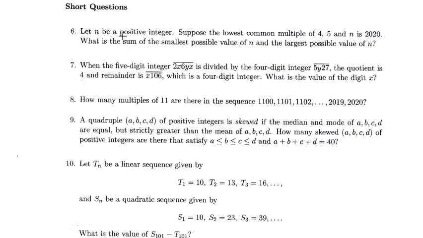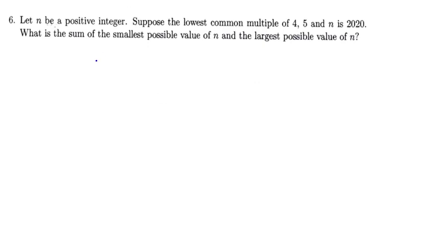Problem number 6. Let n be a positive integer. Suppose the lowest common multiple of 4, 5, and n is 2020. What's the sum of the smallest possible value of n and the largest possible value of n? So here we know 4 is 2 squared, 5, and 2020 is 10, 10, 2, 5. If you prime factorize, it will be 2 squared times 5 times 101.